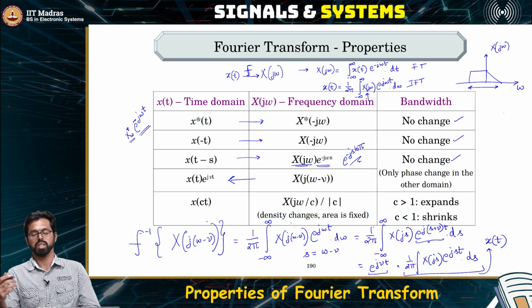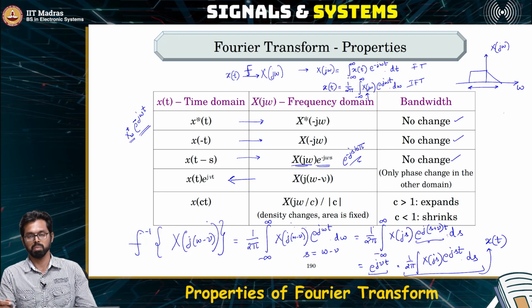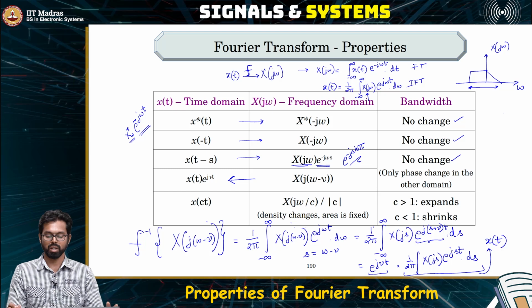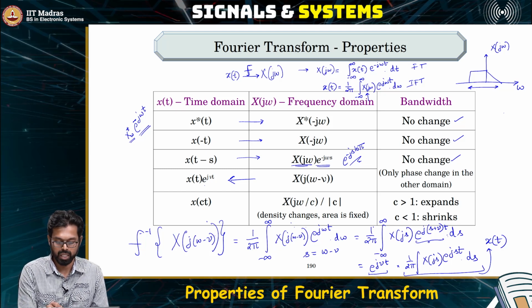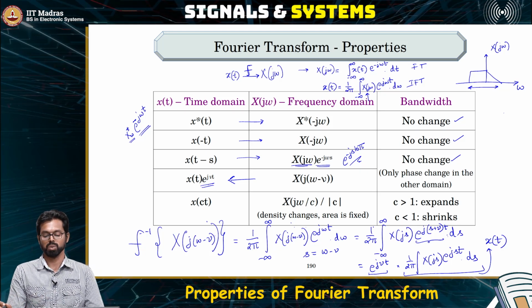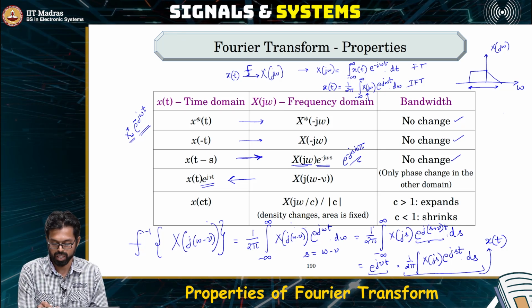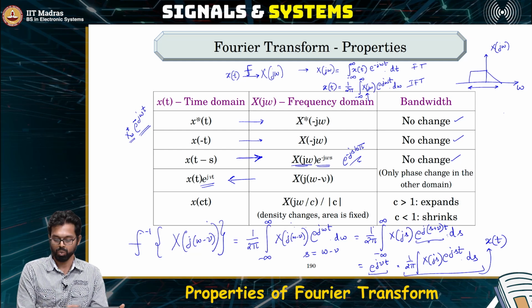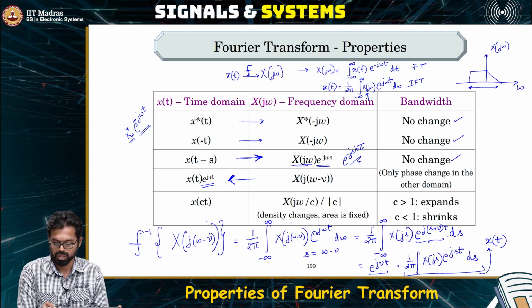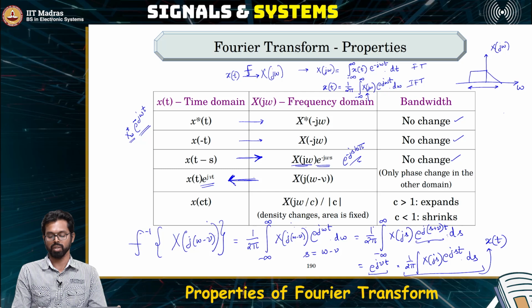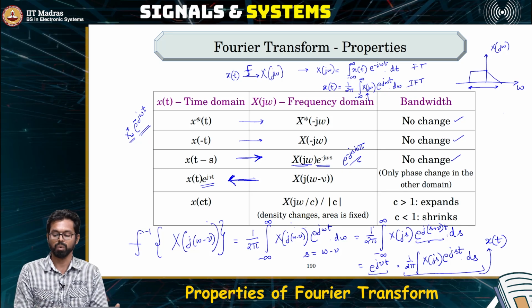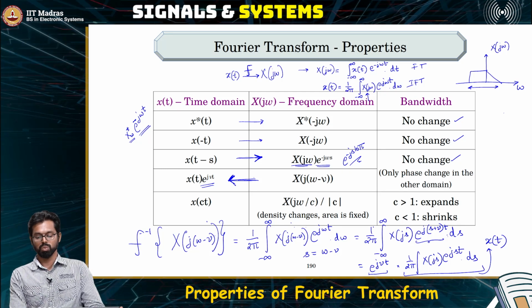So if you shift the spectrum by some amount, then what happens to the corresponding time domain? The corresponding time domain signal also only has a phase shift, just like how we had a phase shift in the spectrum when the time was shifted. When the frequency is shifted, we also have a similar effect, that in the time domain we have only a phase shift. So what does this mean?